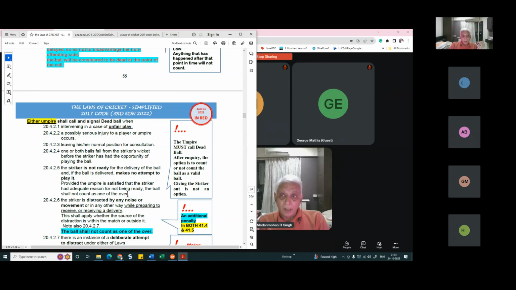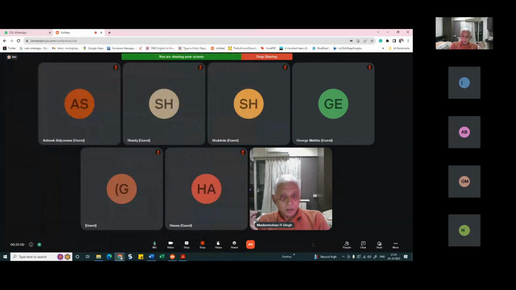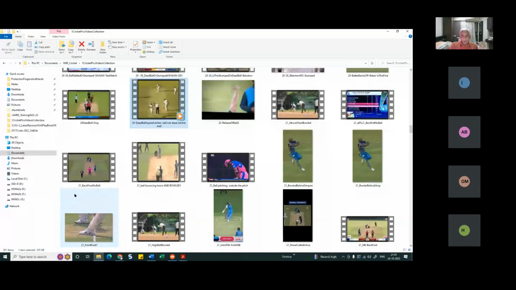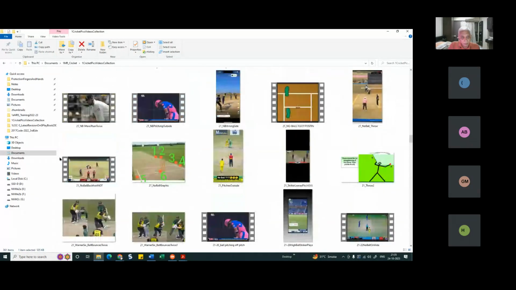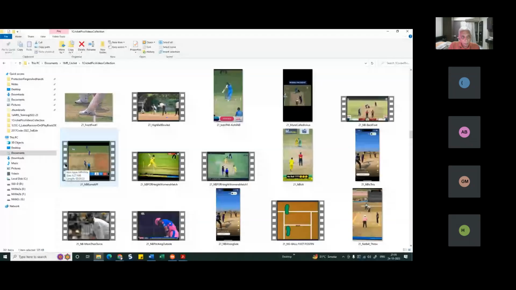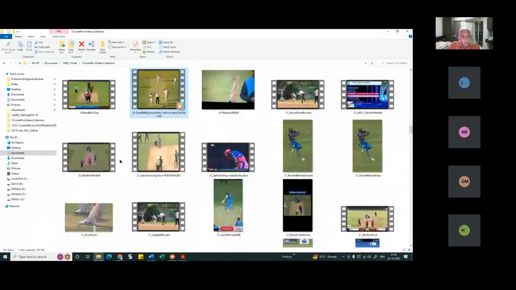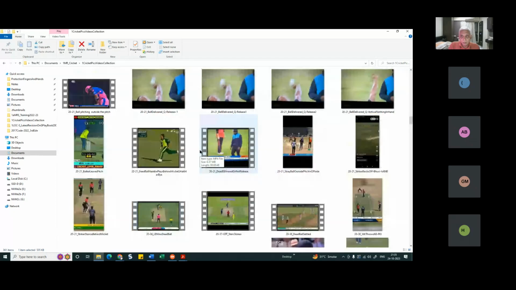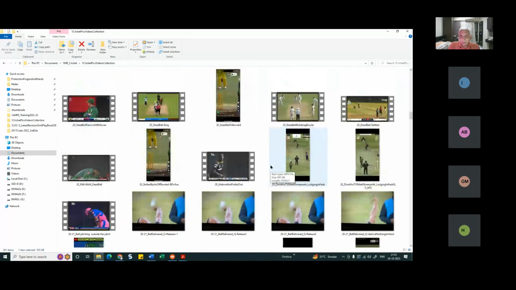All right. And now here I'll show you an example. One or more bails falling from the striker's wicket before the striker had an opportunity to play the ball. This is also one of the cases that had gone before the MCC and which had prompted this particular change. One of the reasons. Let us have a look at this. This is from a test match. Listen to the commentary also and the exchange between the umpires. You can listen to that also and it is interesting.